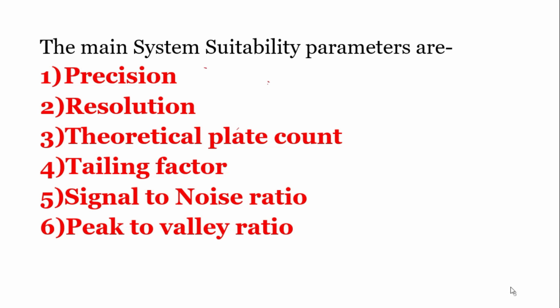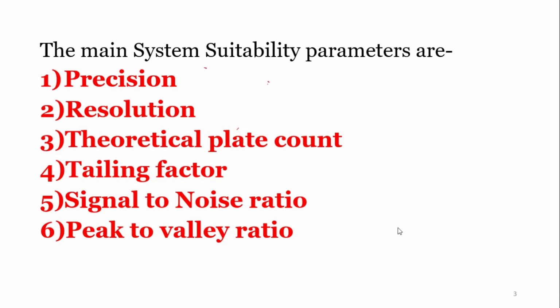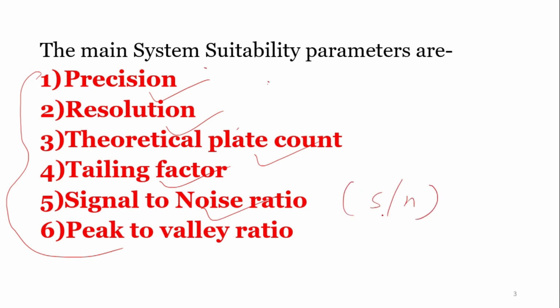So now we will see what the different SST parameters are which are used for different tests like assay or organic impurities. That is a different thing. But first here we will see what the different parameters are. So first is precision, resolution, theoretical plate count, tailing factor, signal to noise ratio, also called S by N, and peak to valley ratio, also called P by V ratio. So we will see each and every one in detail.